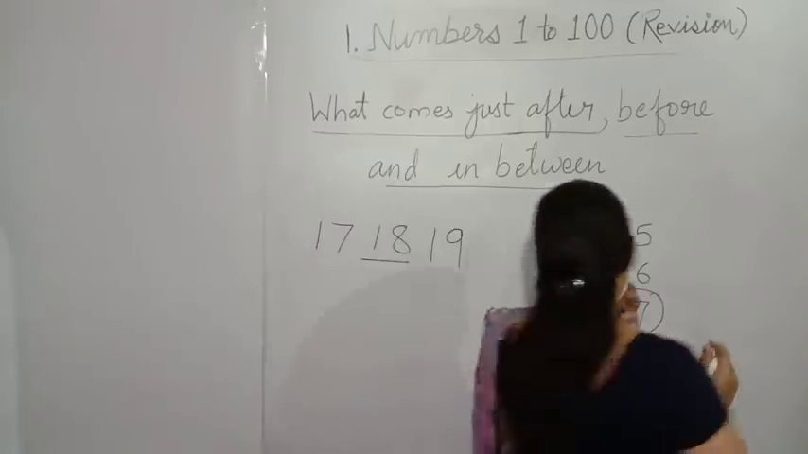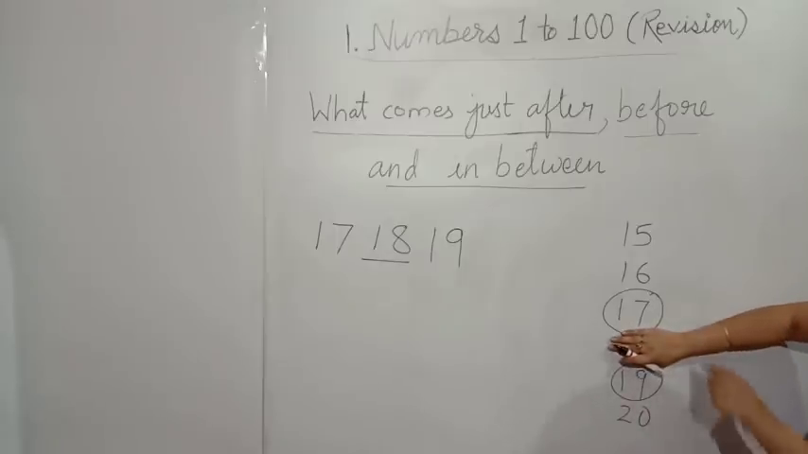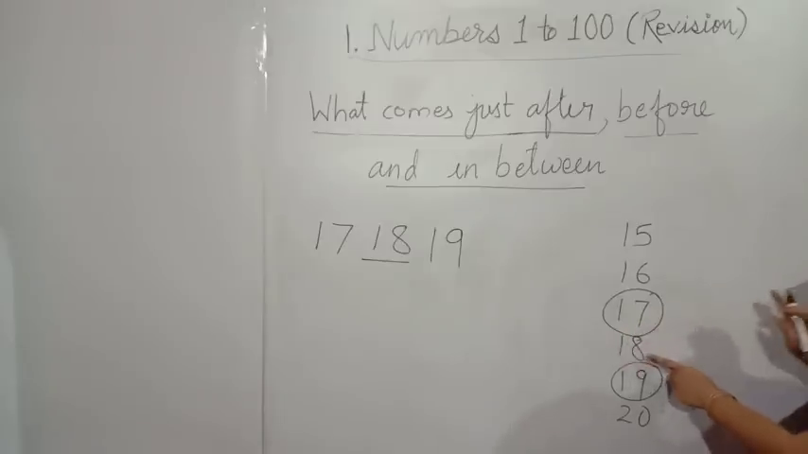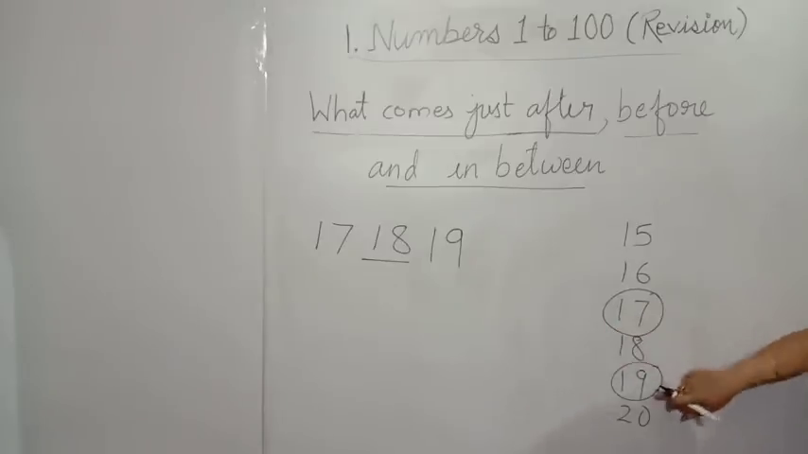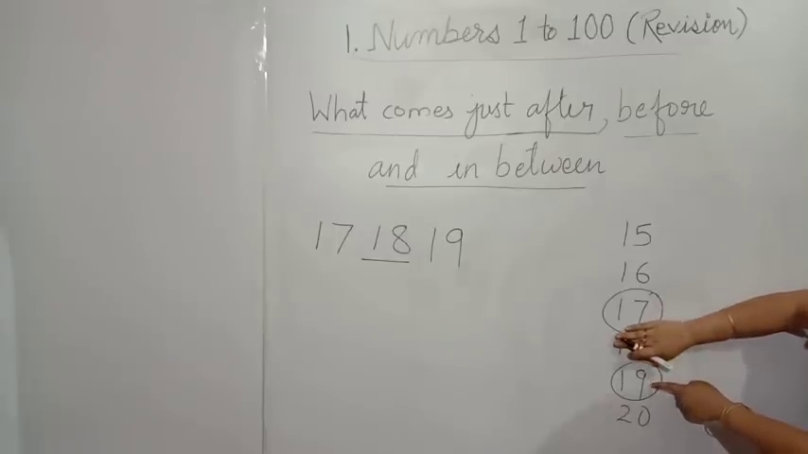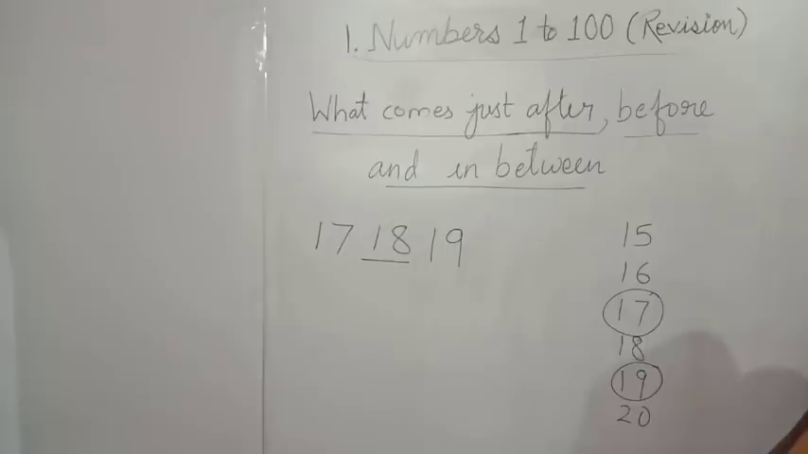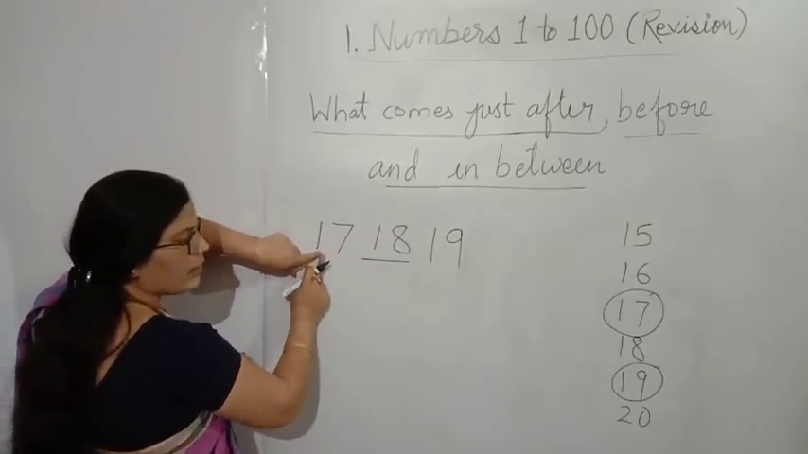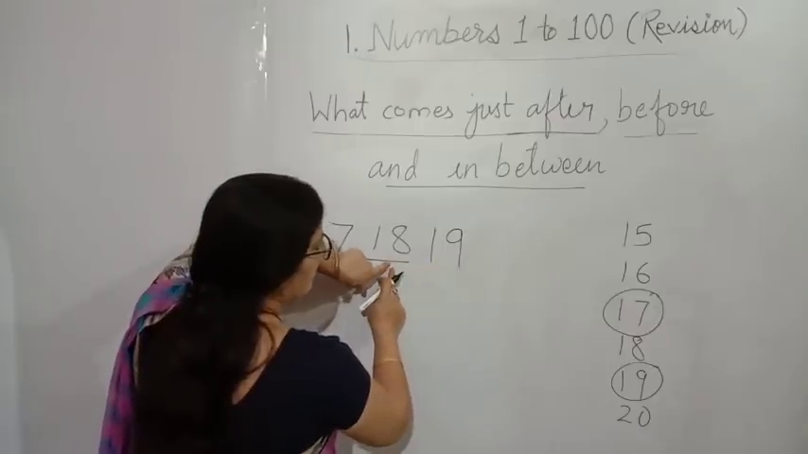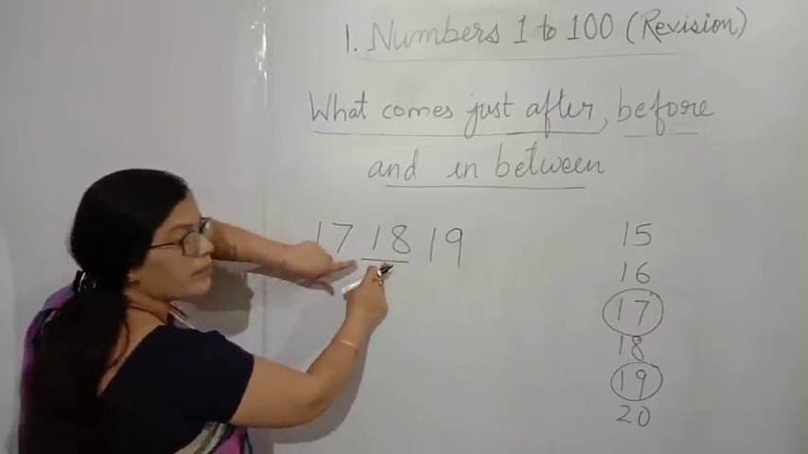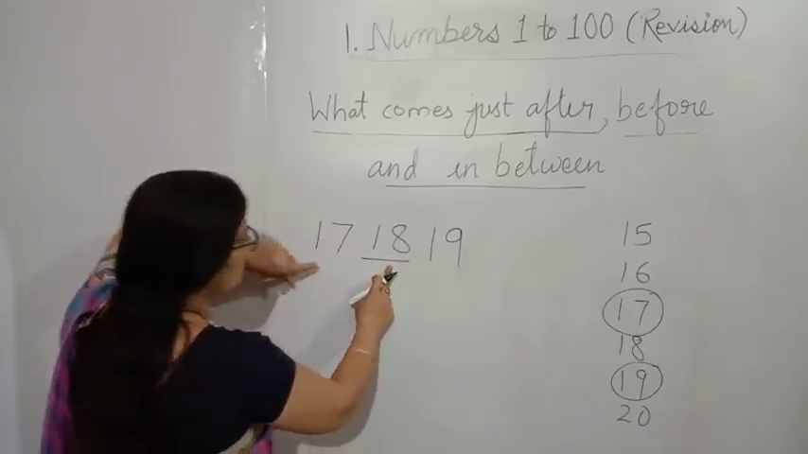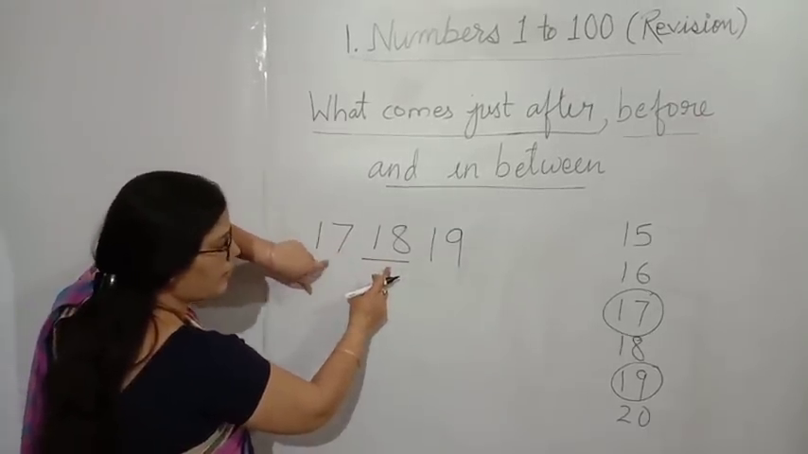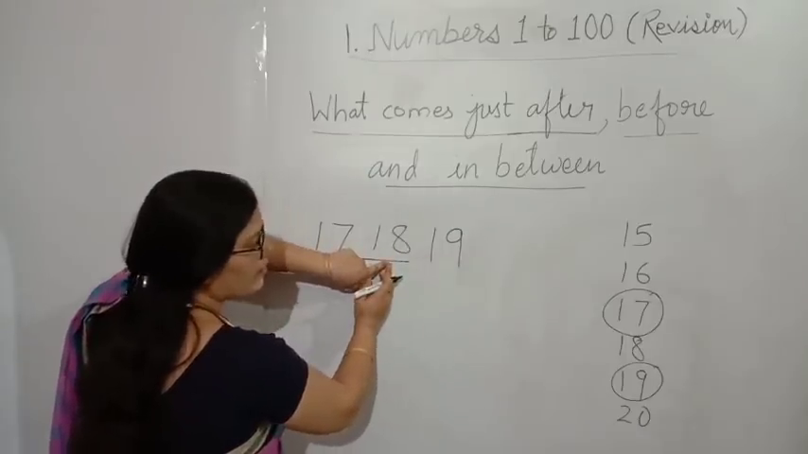Now see here, suppose you have to write the number which comes just after 17. Which number comes just after 17? It is 18. And then, which number comes just before 19? It is 18. So the number which comes in between is just after 17 in this example, and 18 comes before 19. The number which comes in between comes just after the first number and just before the next number.